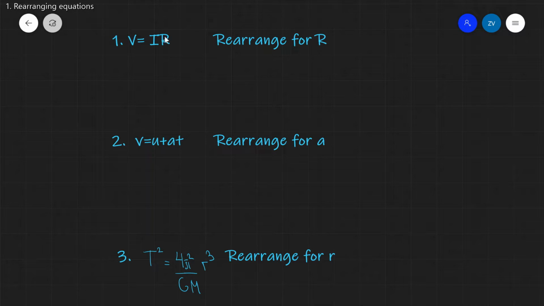For instance, if we wanted to rearrange V is equal to IR for the resistance R, what we need to do is to divide both sides by I. How do I know that? Well, if I was to divide the right-hand side by I, what I'm going to get is I cancelling out and only having R. So what I'm doing is literally dividing both sides by I. What I'm left with after I cancel out the I's is that V over I is equal to R. And I'm done.